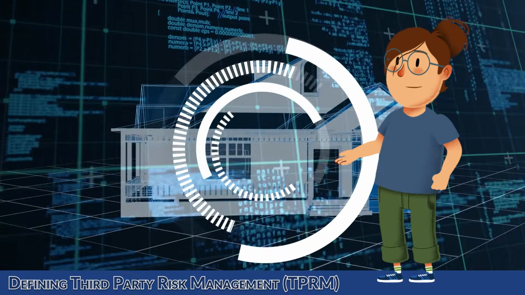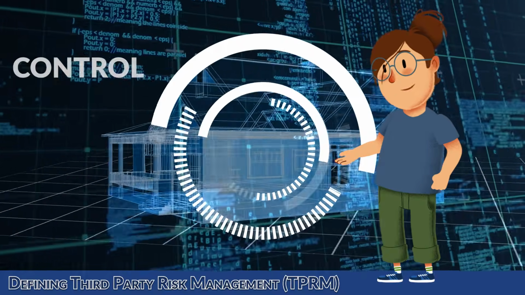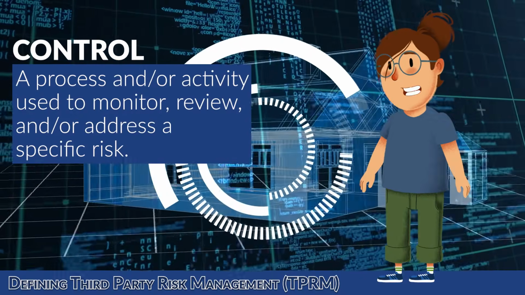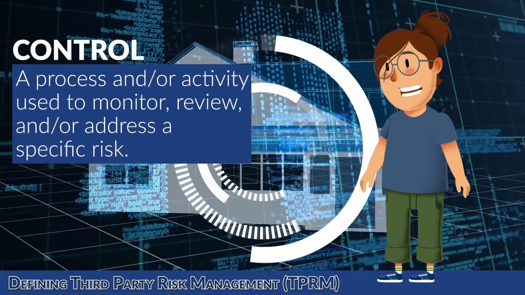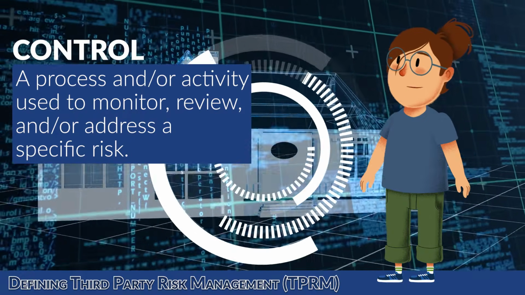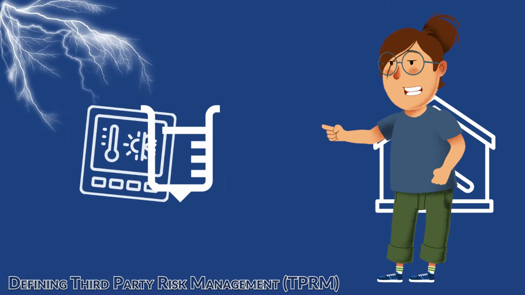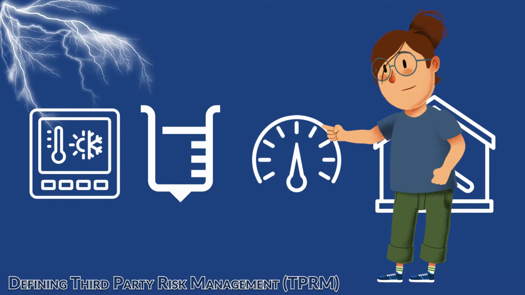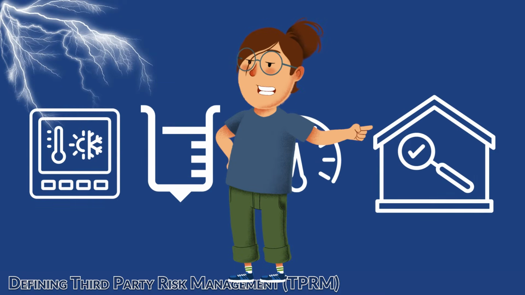It is a house equipped with various controls. A control is a process and/or activity used to monitor, review, and/or address a specific risk. So these are the thermostats, rain gauges, lightning detectors, barometers, and the home inspections.